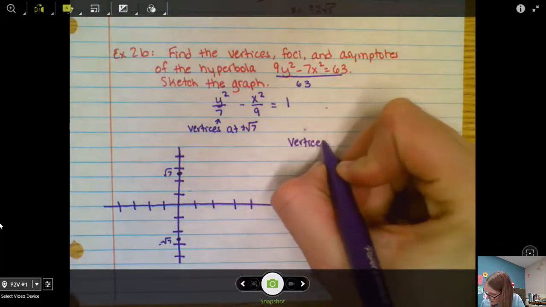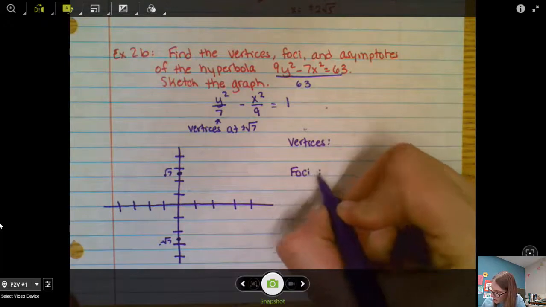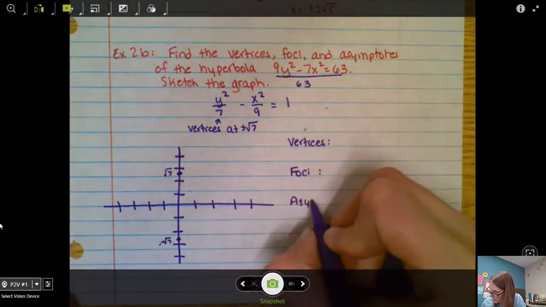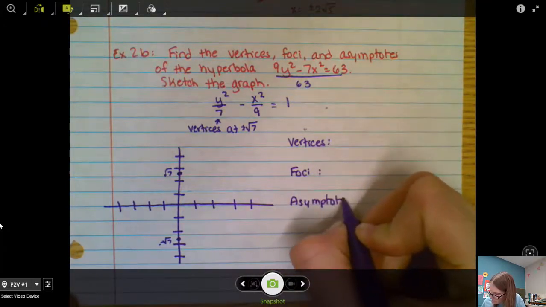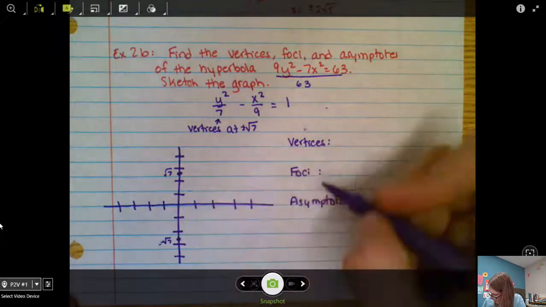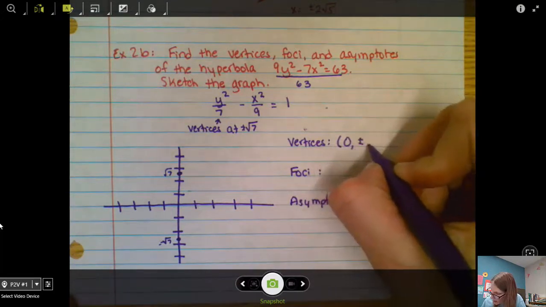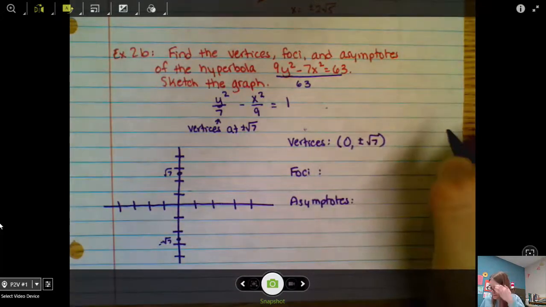And negative square root of 7 down here. And since we have to list out this information anyway, I'm just going to make my list over here for the vertices, the foci, and the asymptotes. Okay, well, the vertices, we're on the y-axis, so those points are 0 plus or minus the square root of 7.